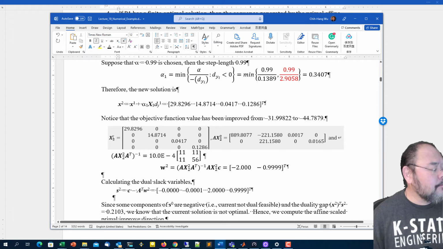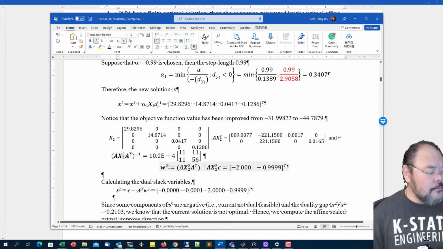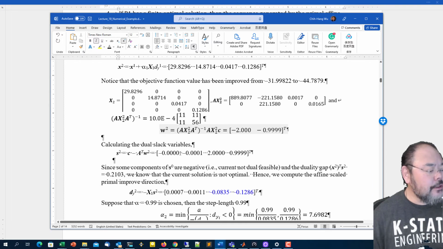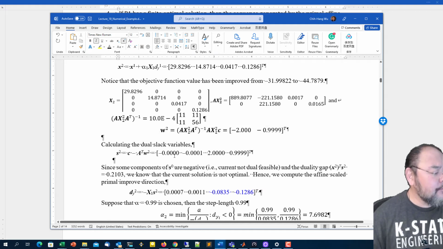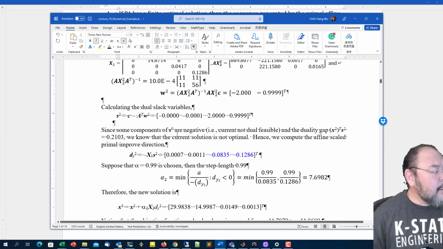Now capital X2 equals the diagonal of x2, and A times x2 squared, and then the inverse of A times x2 squared times A transpose. Then we can calculate omega 2, the dual solution, and the dual slack. So you can see that the dual solution converges to negative 2 and negative 1 almost. And the dual slack converges to 0, 0, 2, and 1 in that case.